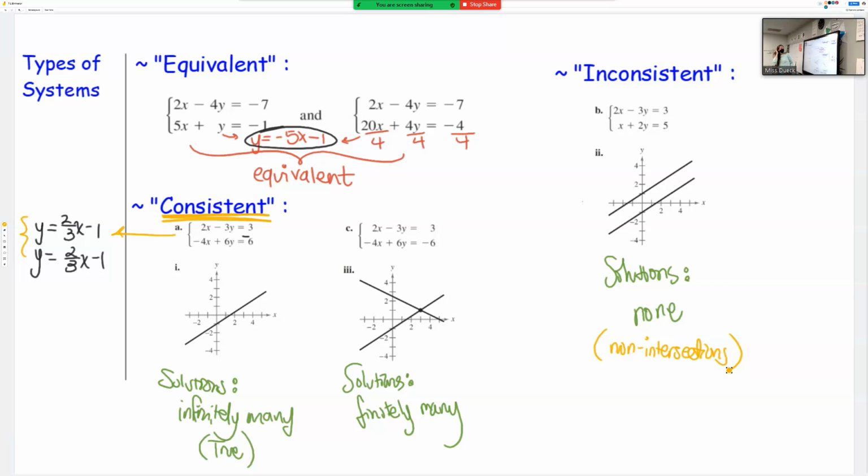What about under the equivalent one? If you were to solve one of them and got one point, would that be one solution? If you solved one, that solution will be the exact same solution for any equivalent system. But it would fall under the consistent. It is a consistent one since you have a solution.